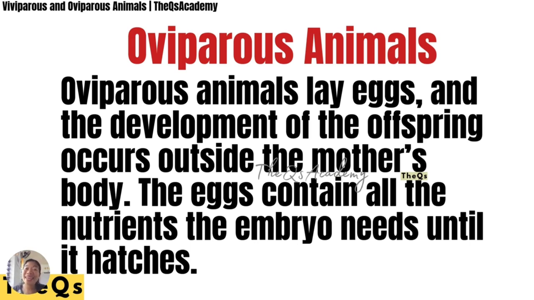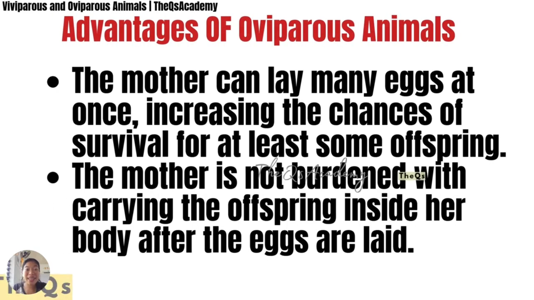Oviparous animals lay eggs, and the development of the offspring occurs outside the mother's body. The eggs contain all the nutrients the embryo needs until it hatches. And the advantages: the mother can lay many eggs at once, increasing the chances of survival for at least some of the offspring. So the mother is not burdened with carrying the offspring inside her body after the eggs are laid.